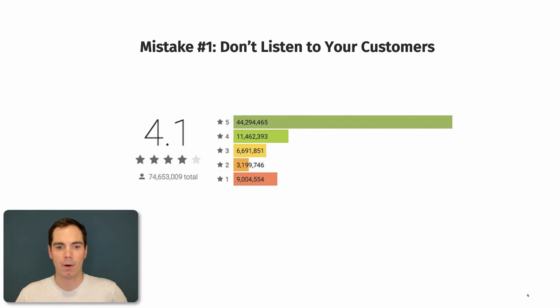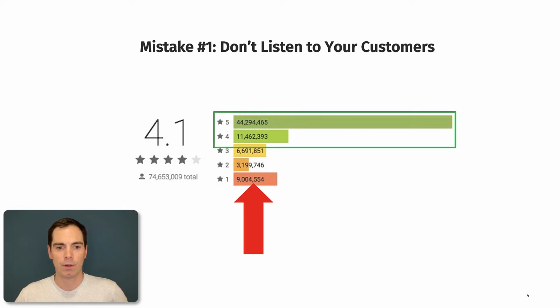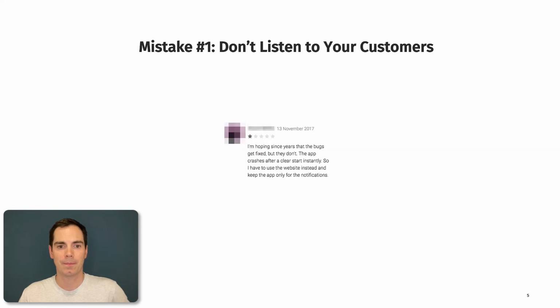However, if you look down at the 1-star ratings, it's still 9 million users that don't like the app at all. And 9 million users is a big portion of your customer target base, right? So this is also something that you should take a look at. Not only look at the bright side, but also look at the downside. What are users complaining about? And then listen to them and see what they have to complain about.